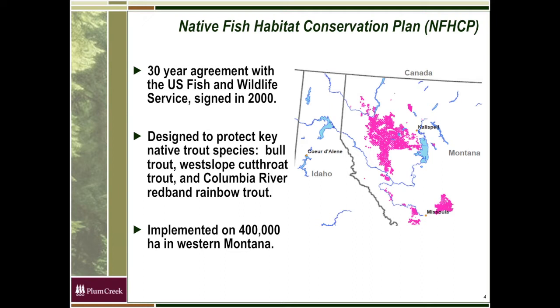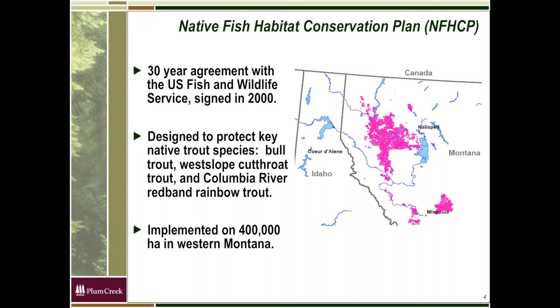So our HCP is a 30-year agreement that we negotiated with the U.S. Fish and Wildlife Service and National Marine Fisheries Service, and we had several native trout species involved in it. The bull trout is, of course, first and foremost, but we had the West Slope cutthroat, Columbia River red-band trout, and then when this plan was originally done, we also had coastal areas where we had salmon and other coastal species involved in that.